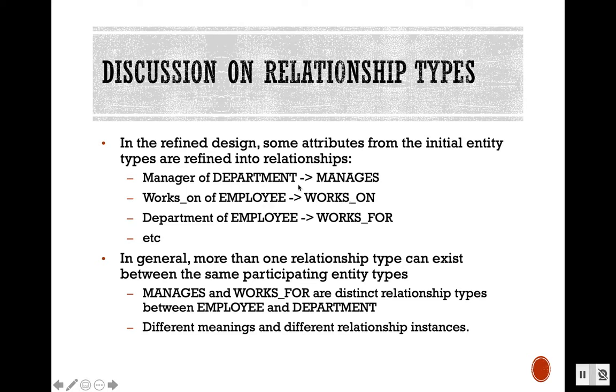As we said, from the initial design, from some of the attributes, we are going to find out the relationships. For example, department has a manager attribute. Manager comes from another entity, employee. So that means it's a relationship between department and employee. Works on is an attribute from the employee table, and this works on connects with the project. And employee also has a department attribute, and the department attribute comes from the department entity. So that will be a relationship between employee and department.